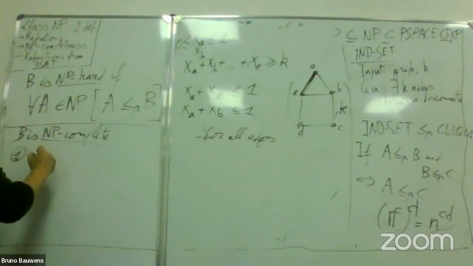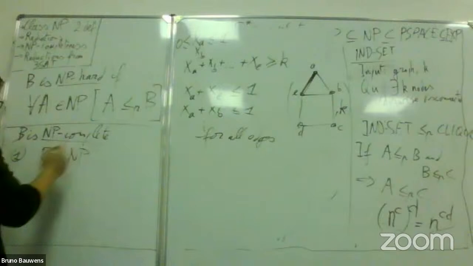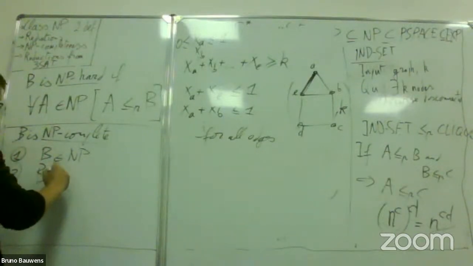Two conditions: one, B is in NP, and two, B is NP-hard.